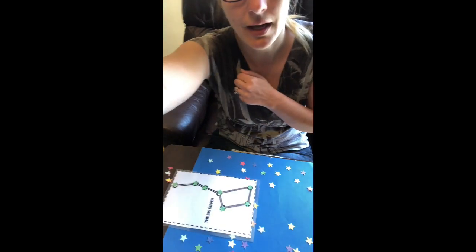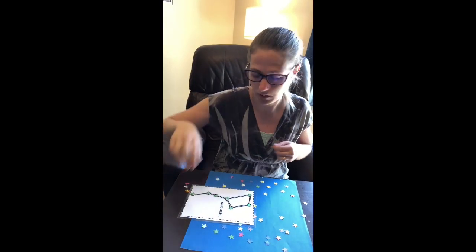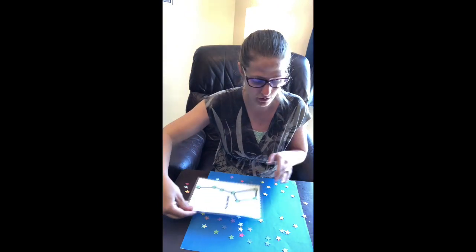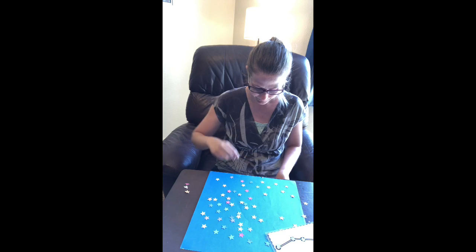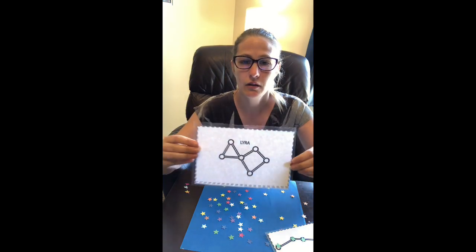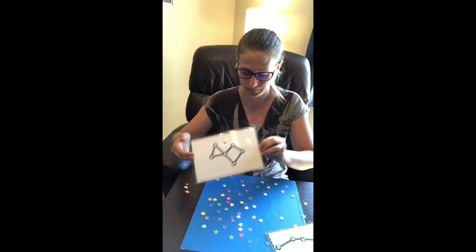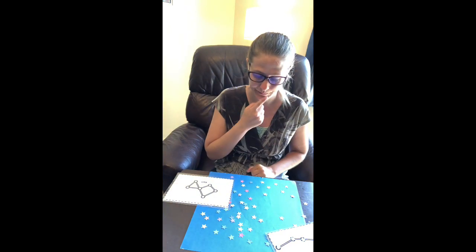Now, there are different types of constellations. So that one there was the Big Dipper. Next one here, I'll show you. This one's called Lyra. Which color star should I use? I'm going to use the purple.